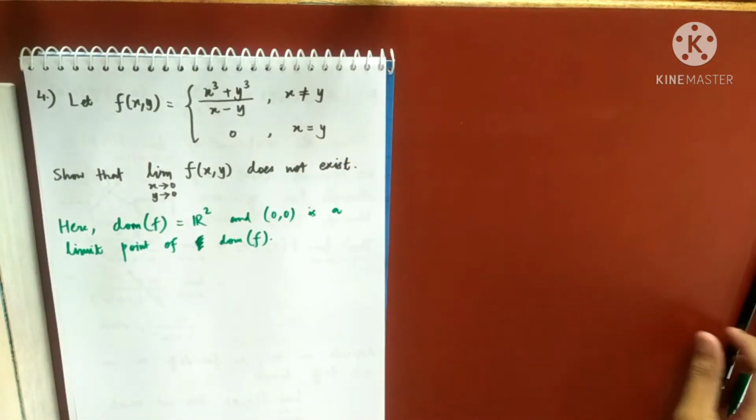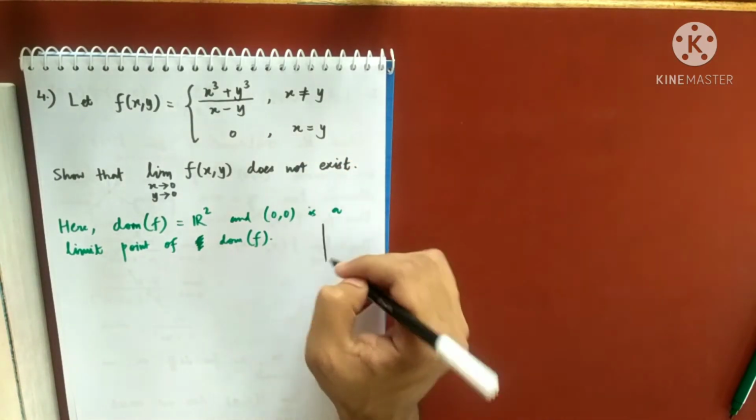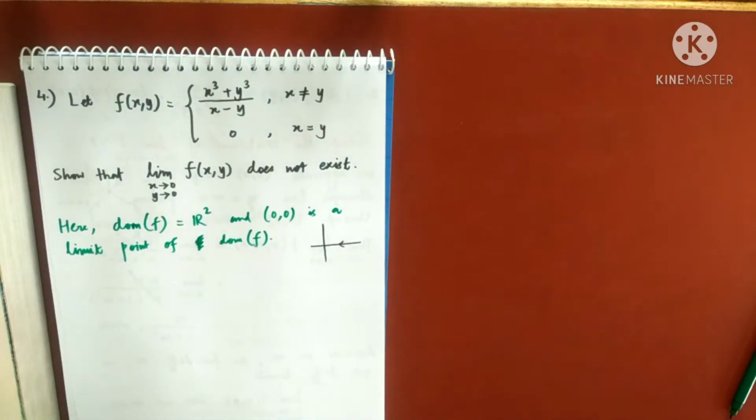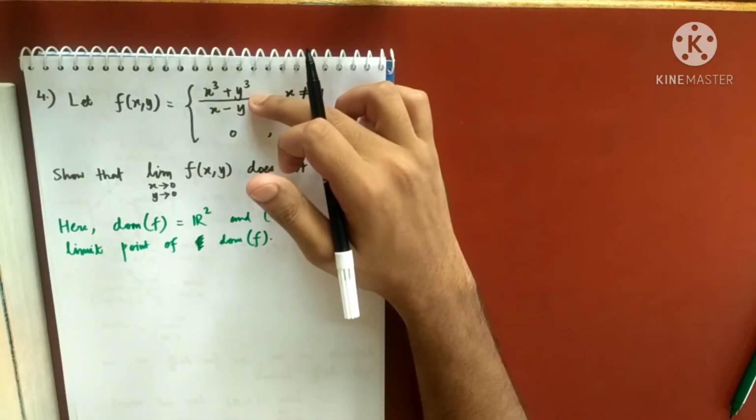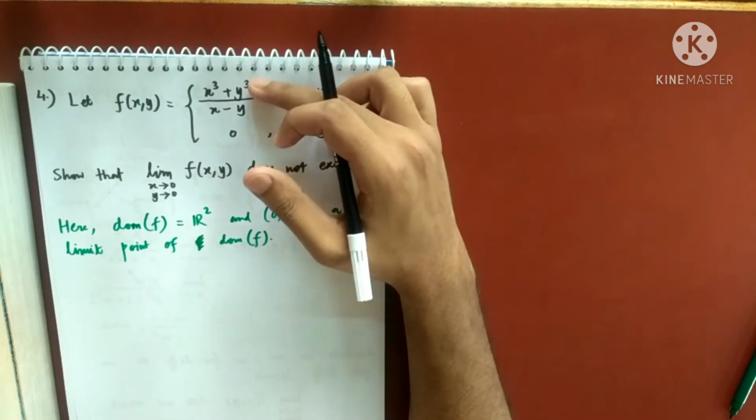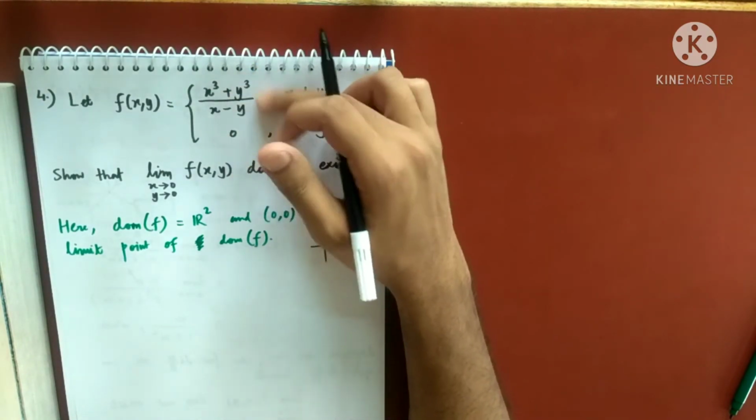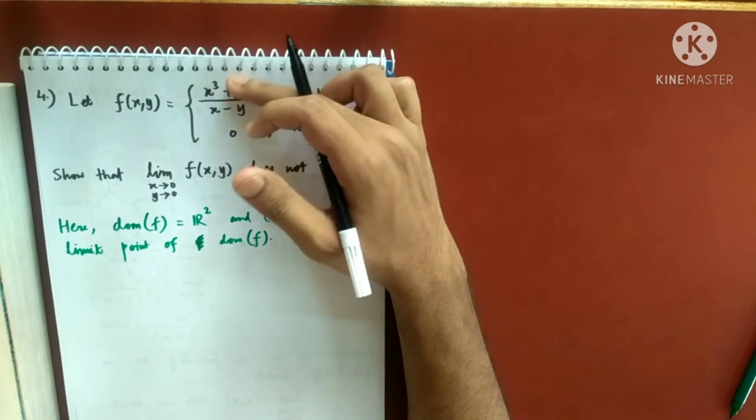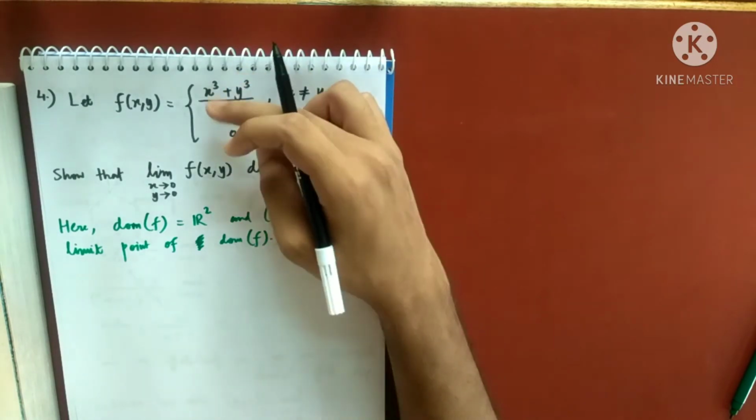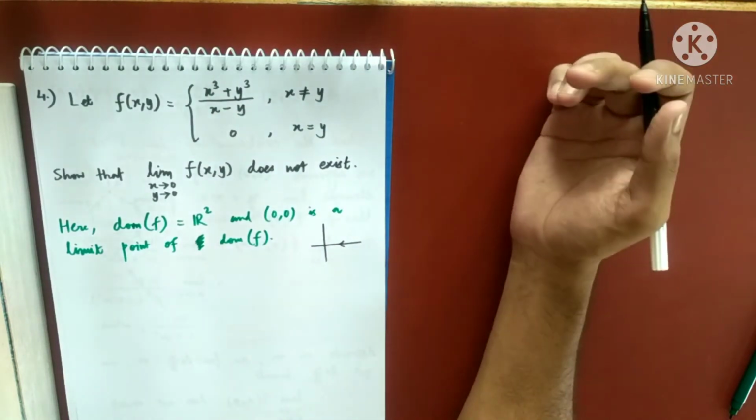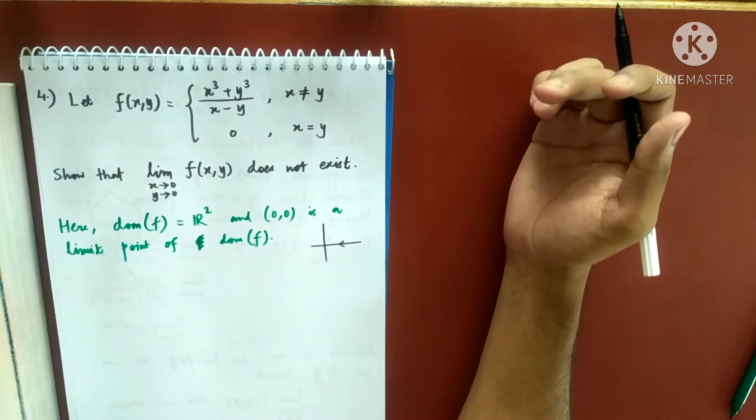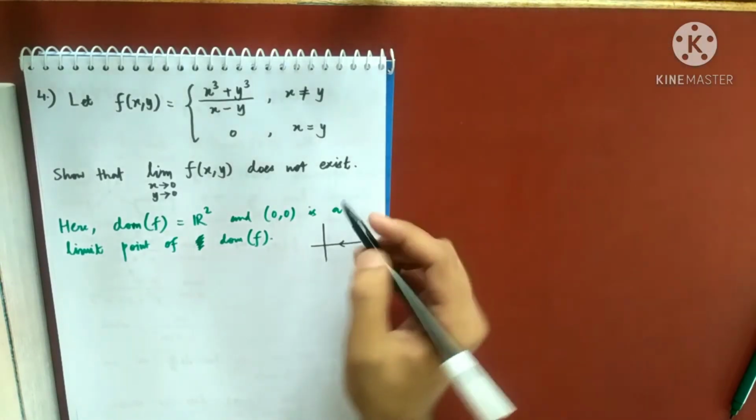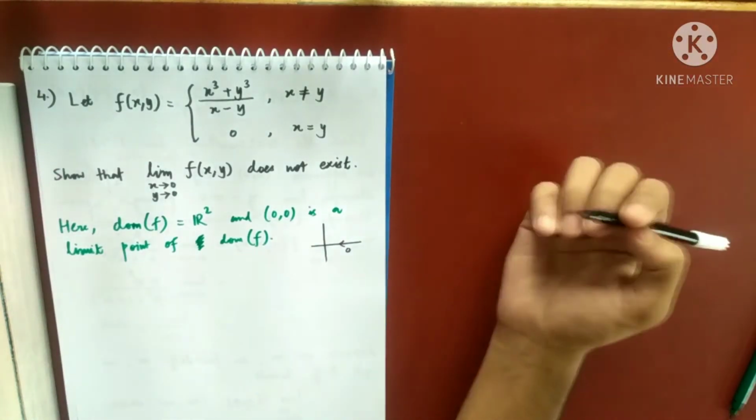How will you start? By taking x equals to y equals to 0. Let me approach using this curve. Just putting y equals to 0 here, what happens? I'm getting x cubed by x. On cancelling, I'm getting x squared. And what is the limit as x tends to 0? It is 0. So when I'm approaching along this line, I'm getting the answer to be 0.